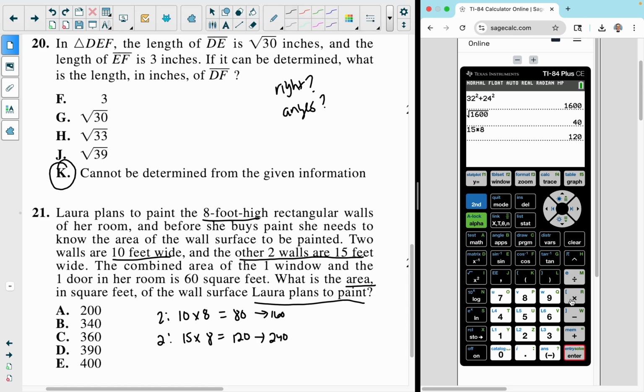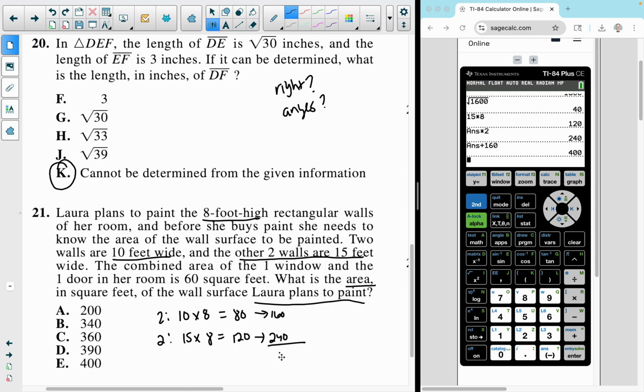And we can check that. 240 plus 160 is 400. So she has 400 square feet. So far, that is an answer choice. But the rest of it says the combined area of the one window and the one door in her room is 60 square feet. So she's not going to be painting the window and the door.